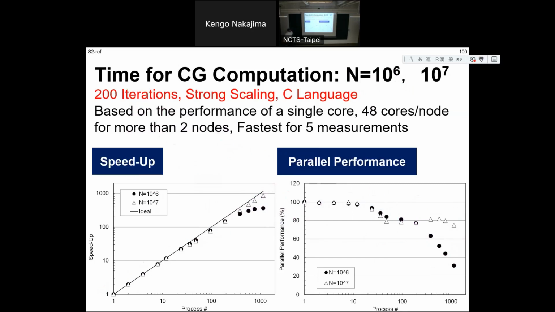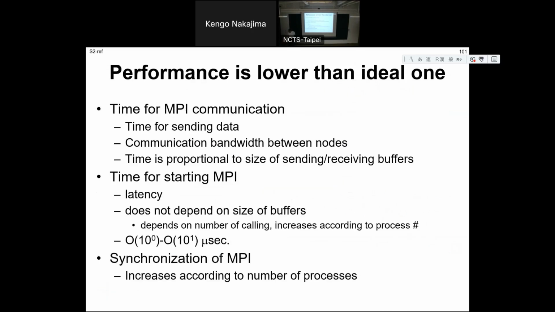So therefore, you can do this type of evaluation of the parallel performance. Okay, so I talked about this performance decreasing. One reason is the time for MPI communications, and another one is the time for starting MPI, the so-called latency. And another reason is the synchronization of the MPI.